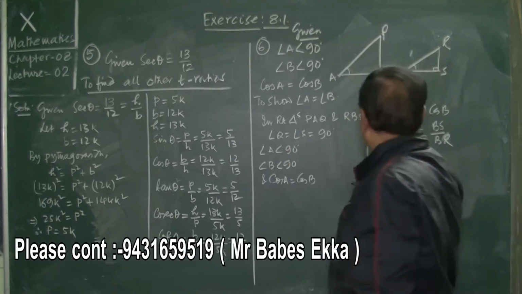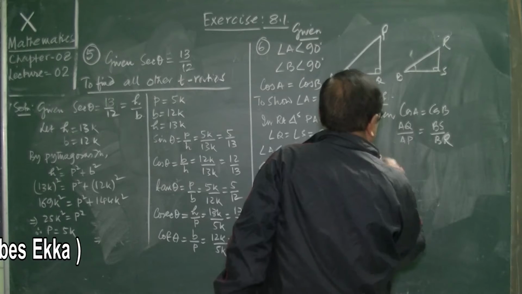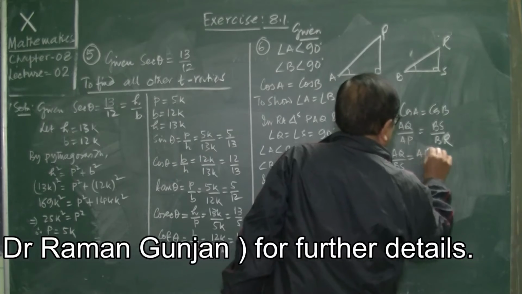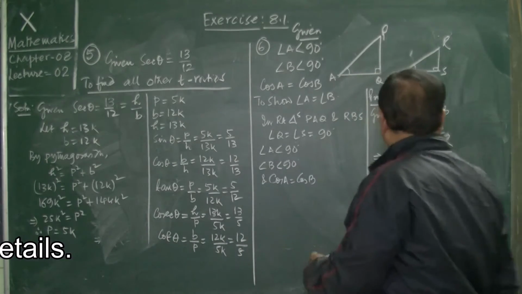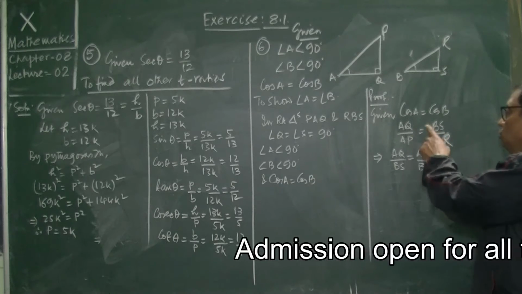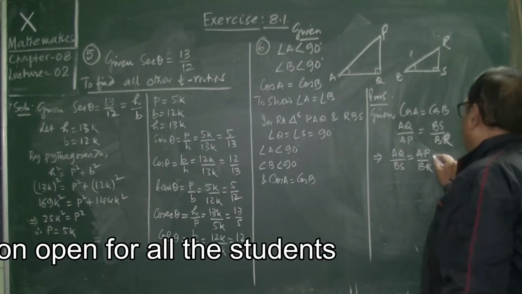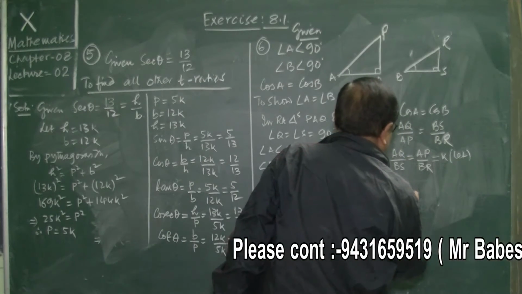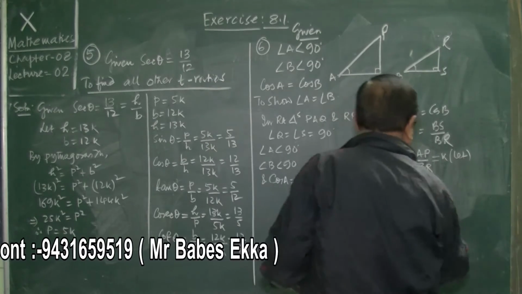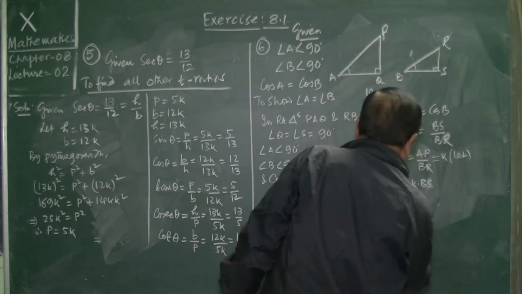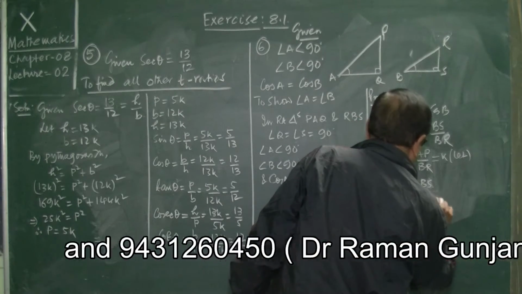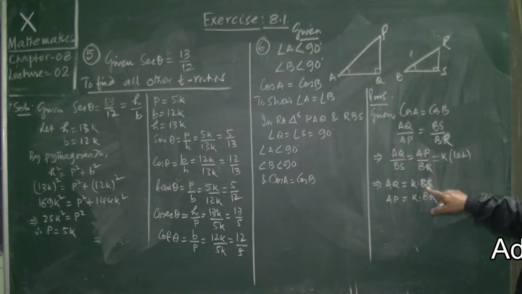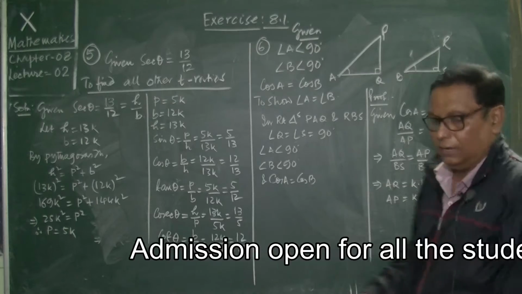And these two are given as equal. Now we will interchange these two. That will be AQ by BS equals AP by BR. We can do so by simply cross multiplication. These two can change their place. And let it be equal to K. So what can we write? We can write AQ equals K times BS and AP equals K times BR. Just by cross multiplication, this is what we have calculated.